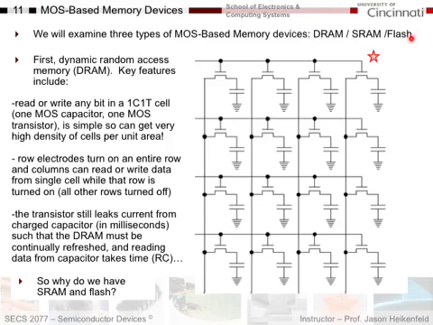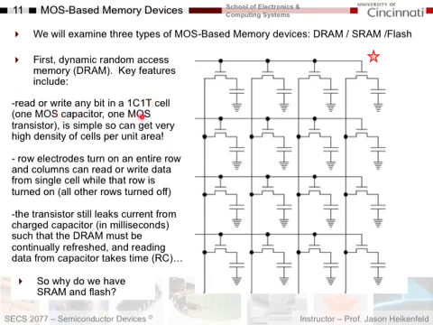Okay. So, let's look at the first one here, which is Dynamic Random Access Memory, or DRAM. Here are some of the key features. You read or write any bit in what's called a 1C, 1T cell. That means one capacitor, one metal oxide semiconductor capacitor, and one metal oxide semiconductor transistor. The capacitor is just the gate, the metal, and the channel, but without the source and the drain. So it's just a capacitor that you could charge up.